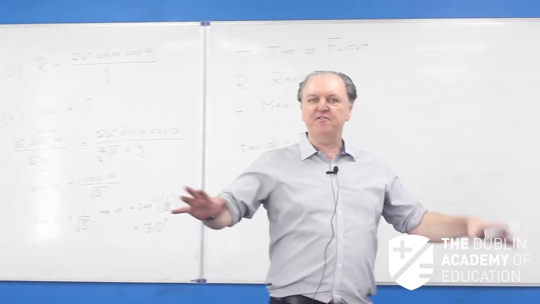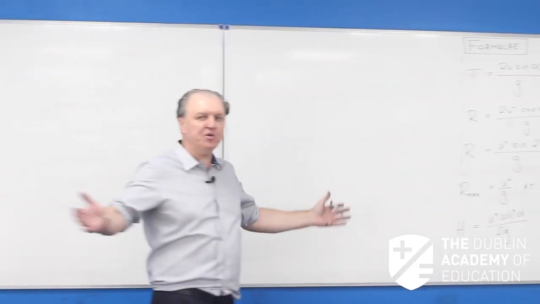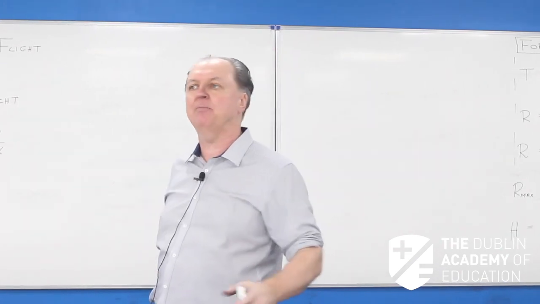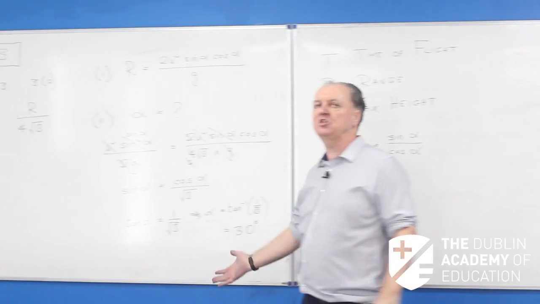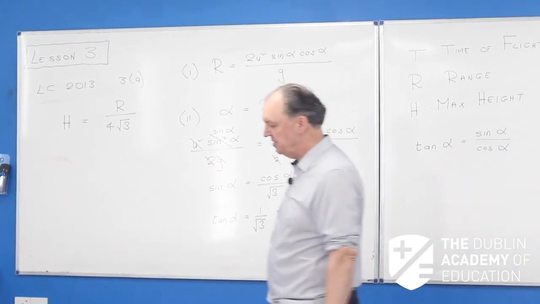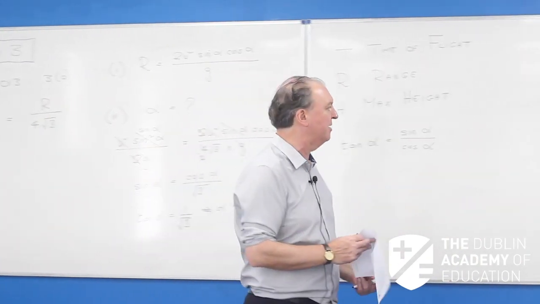So it's kind of a different approach now, isn't it? I've proven my formulae from first principles. And what do I mean by first principles? My x and y table. Now that I have them, I can apply them to certain situations like I did there. Let me do one more question on this. I'm going to do 2012, question 3, part A.